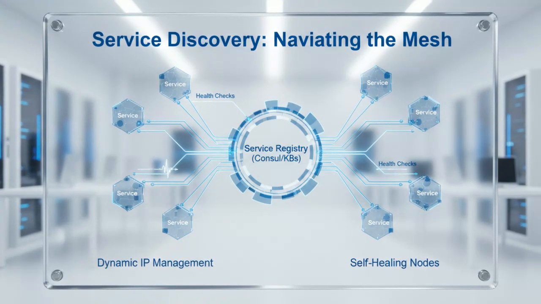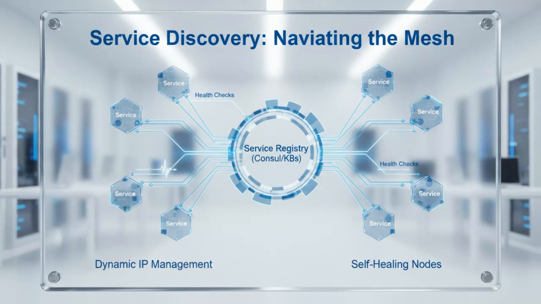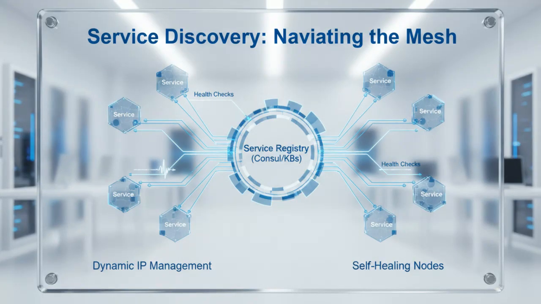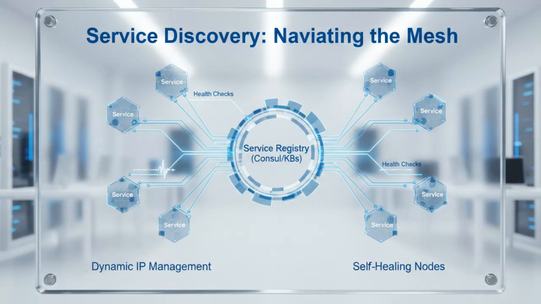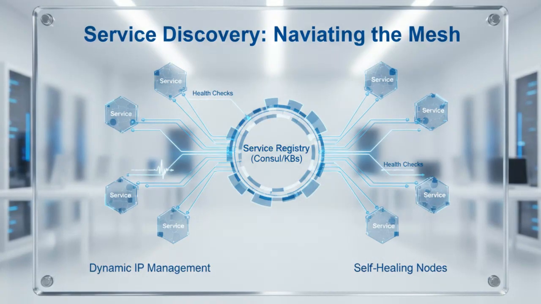This process is often automated by tools like Consul or Kubernetes built-in DNS. Without this mechanism, a microservice environment would be impossible to manage at scale, as manual configuration of network addresses would lead to constant failures and maintenance nightmares.